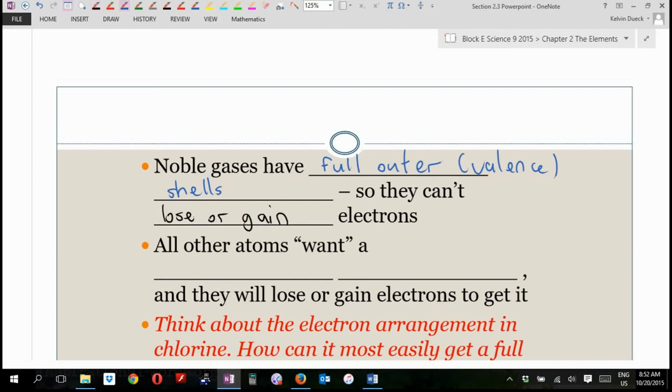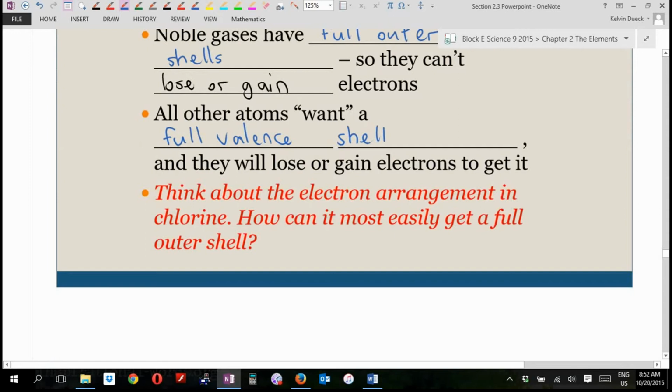All of the other atoms want a full valence shell. I put want in quotation marks because, again, atoms are dead, inanimate objects. They don't really want anything, but we're going to pretend that they're happier that way. How can they be happy? They're dead. Oh, you know what I mean. Okay? And they will lose or gain electrons to get a full shell.